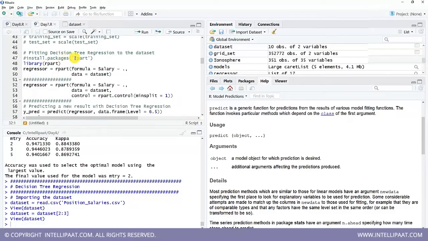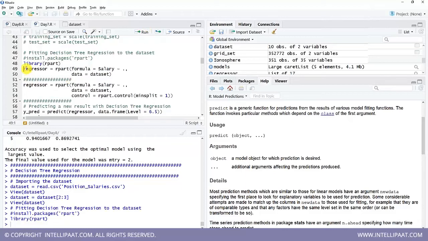Install the package. We use the package called rpart for decision tree. Random forest is going to be something different, which we'll see subsequently. So we install the package rpart. I already did it, so I don't have to install it again. I just need to load the library, just in case it's not loaded, and I arrive at the regressor.